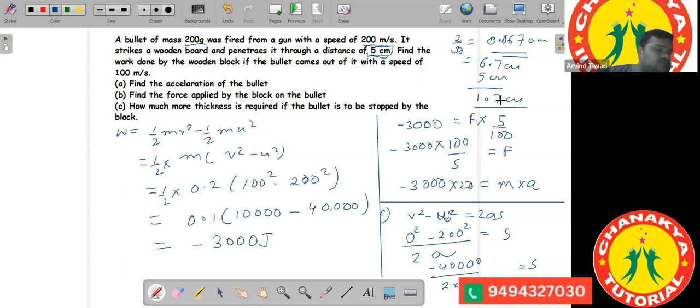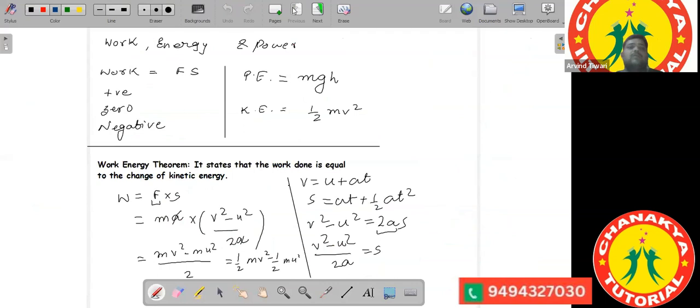Right? So any other problem? So I hope today you have understood this work energy theorem, where we observe that work gets converted to kinetic energy, or work is equal to the change of kinetic energy.